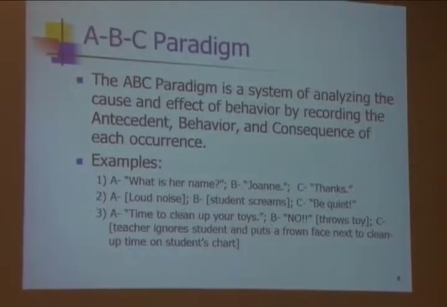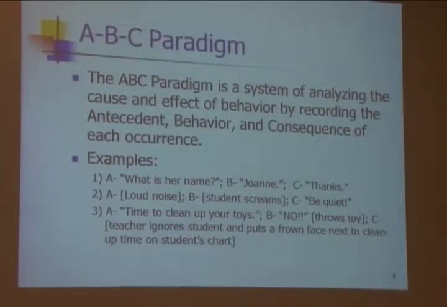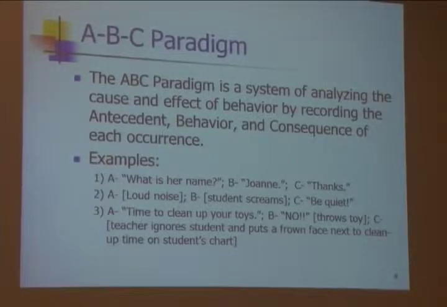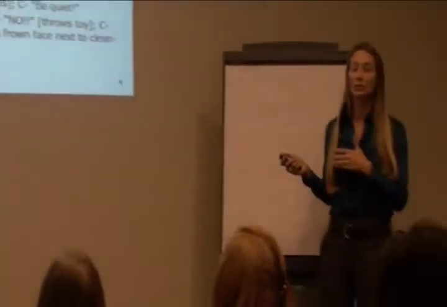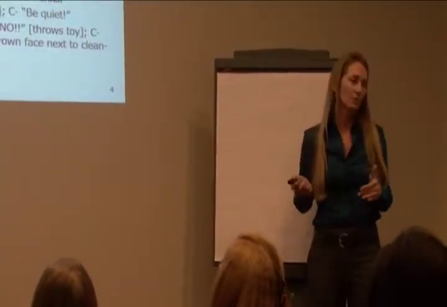So here's some examples. When you're analyzing cause and effect and looking at your antecedent, behavior, and consequence, here's just something very general so you get the idea of how narrow and specific you get. "What is her name?" "Joanne." "Thanks." So "What is her name?" was the antecedent. The behavior was "Joanne," and she only said Joanne because the antecedent, "what is her name," occurred. "Thanks" occurred only because she gave the answer that that person wanted. Okay? So none of these would have occurred if the thing before hadn't occurred.